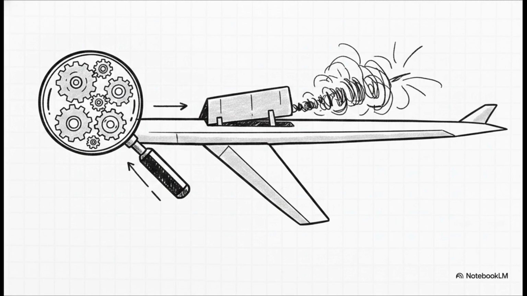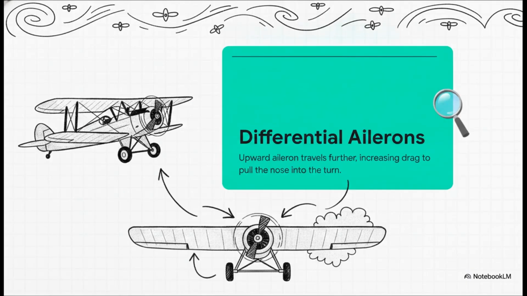Though I should mention, aircraft also use things like roll spoilers to basically destroy lift and increase drag on the descending wing, letting you turn without adverse yaw. So first up, let's look at differential ailerons. This is just a brilliant workaround. It's actually been used since the 1930s on planes like the famous de Havilland Tiger Moth biplane.